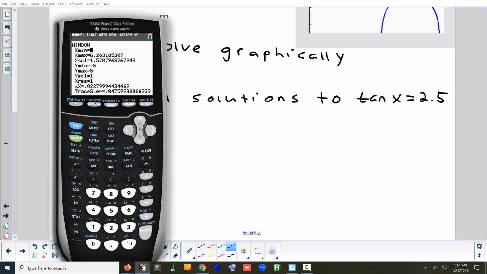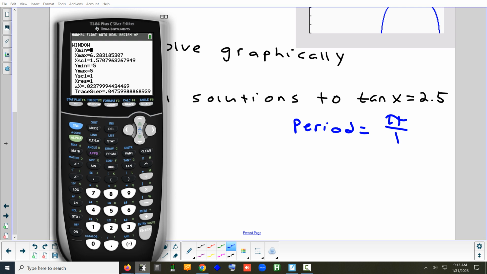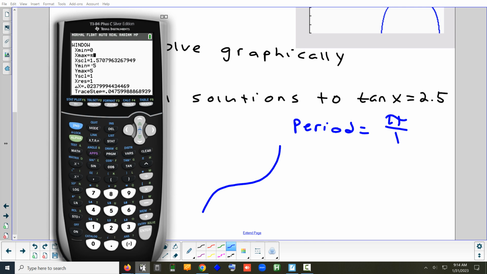Now we need to set our window to 1 cycle. What's the cycle length for tangent? What's the formula to find the cycle length? Yep. Pi over b. And in this case, b again is a 1. So I'm going to set my window from 0 to pi. And remember what tangent looks like. It looks kind of like this. If you set your window correctly, you should see exactly one of those curves on the screen. If you see more than one, you didn't set your window right.